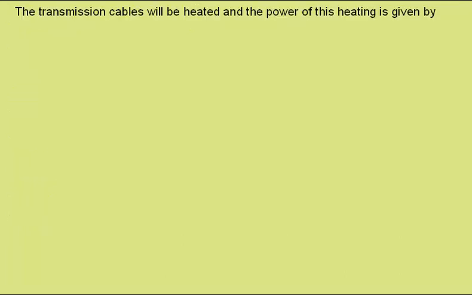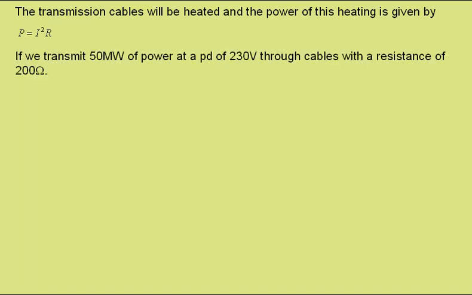The transmission cables themselves will be heated by the electricity passing through them. The power of this heating is given by current squared multiplied by resistance. If we want to transmit 50 megawatts of power at a potential difference of 230 volts, that's the potential difference we receive in the home, through cables with a resistance of 200 ohms, well, the current we require is given by the power over the potential difference. Putting in the values means a current of 2.17 times 10 to the 5 amps.